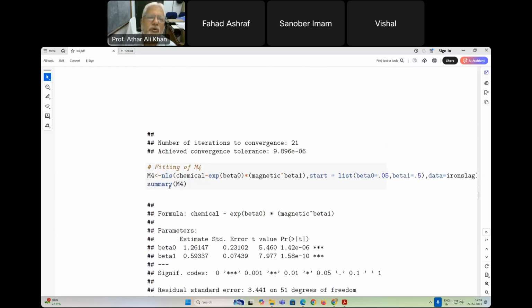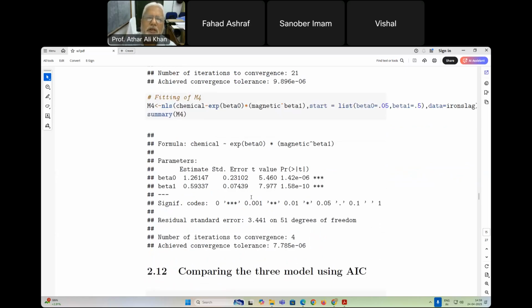Then, fitting M4, NLS of chemical versus exponential. So, we have actually fitted the nonlinear form of the model. We have not made it linear. And these are the results.